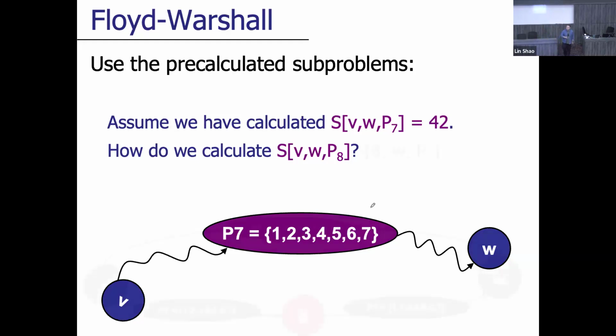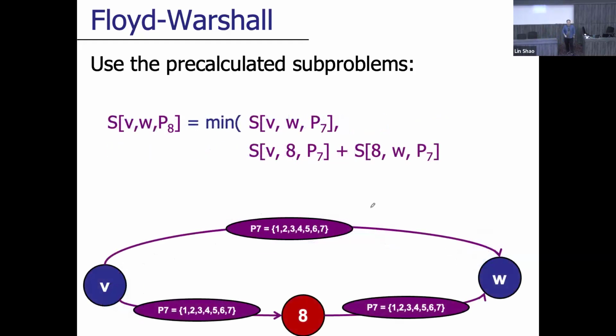And it turns out that the result of SVWP8 would have two possibilities. One would be that the shortest path from V to W using intermediate nodes from P8 is exactly the shortest path from V to W using intermediate nodes in P7, right? That would be one possibility, which means the new node 8 does not appear in the shortest path. In this case, it will be the same result as here.